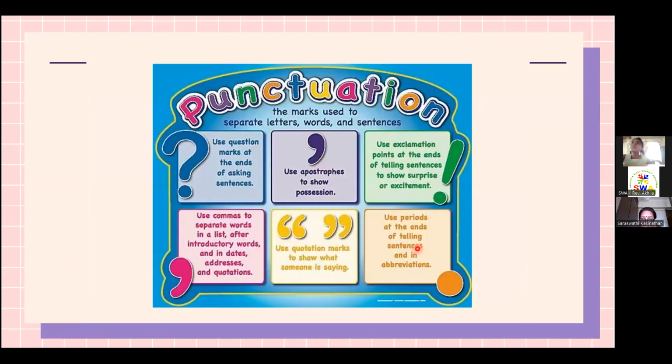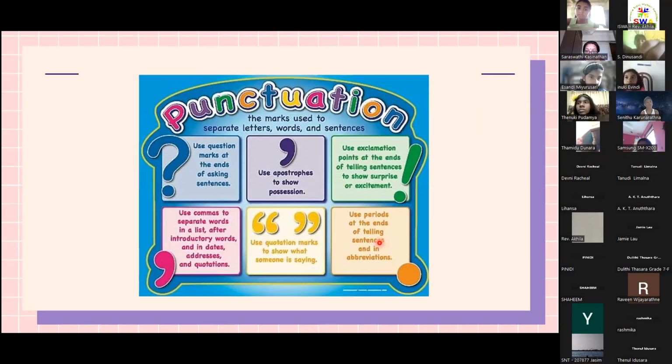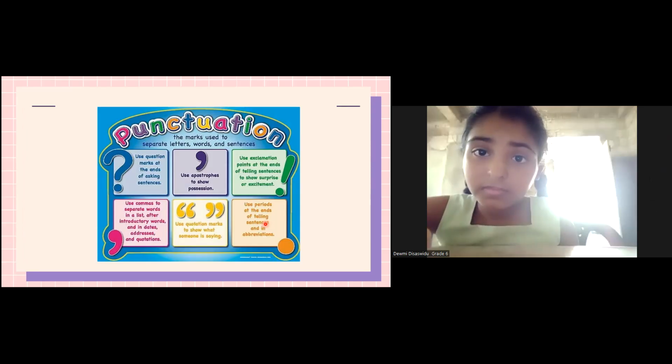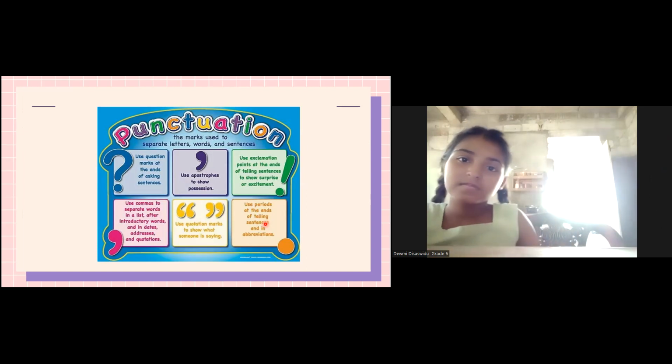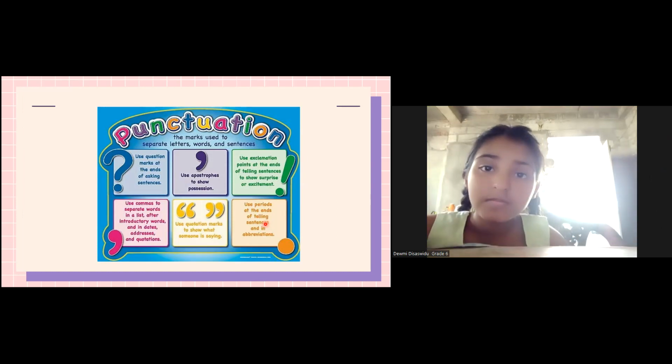Teacher, when we put two apostrophes, what is the name for that? When you have two apostrophes, give me a minute, I'll get the name for you. Wait. Two apostrophes. You mean the two dots, is it? Or which one? This one or this one?